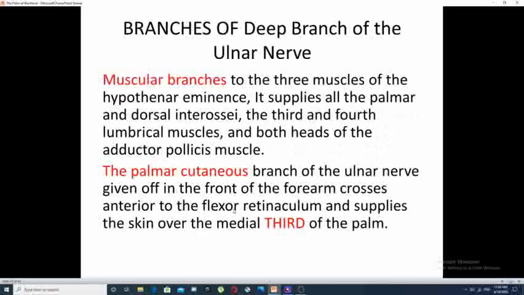Branches from the deep branch of the ulnar nerve are muscular branches to the three muscles of the hypothenar eminence. It supplies all the palmar and dorsal interossei, the third and fourth lumbrical muscles, and both heads of the adductor pollicis muscle.